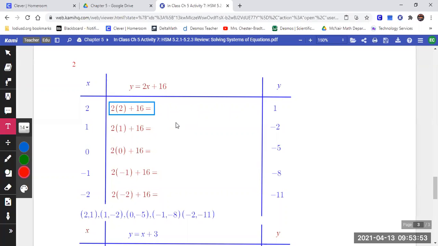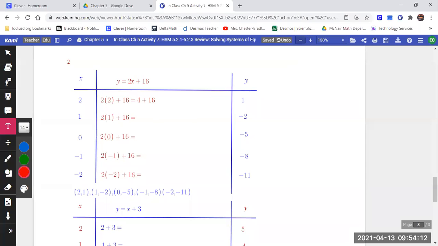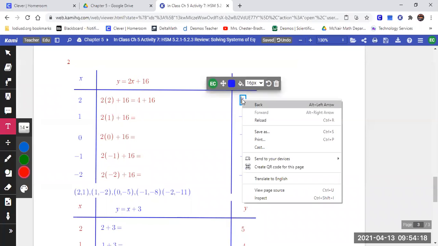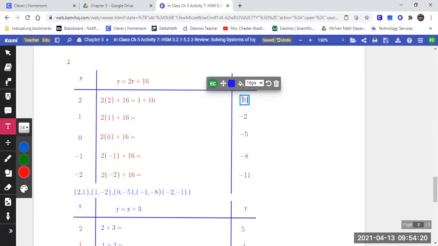What's 2 times 2, guys? 4. So this says 4 plus 16. What would I have over on the side if it's 4 plus 16? What do I get? 20. So all I'm doing is changing the numbers to match the new equation, but the format's not different.